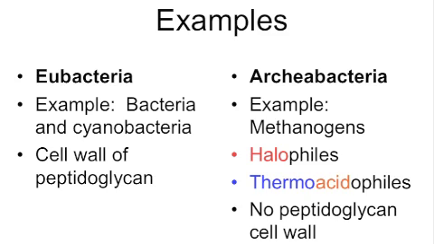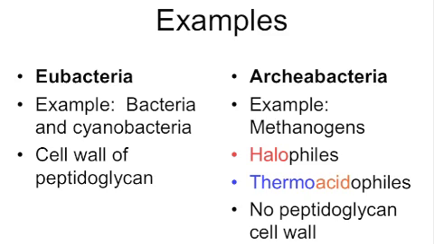One of the main differences between eubacteria and archaeobacteria is the construction of the cell wall. In eubacteria, it contains a sugar called peptidoglycan, and it's not found in archaeobacteria, and that's one of the reasons they split them up. An example of eubacteria might be bacteria that we come in contact with every day, and then cyanobacteria, which makes up pond scum, basically. We'll talk a little bit more about that.